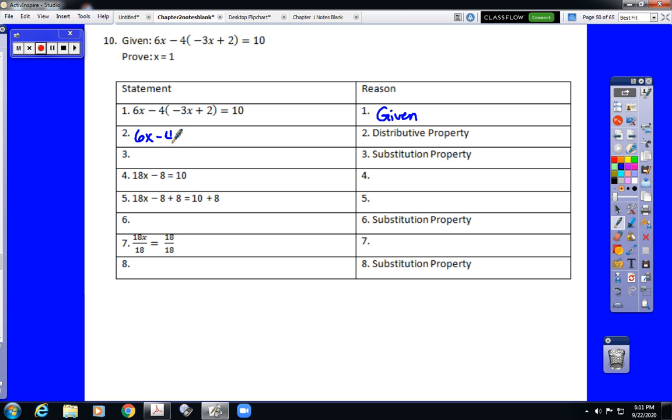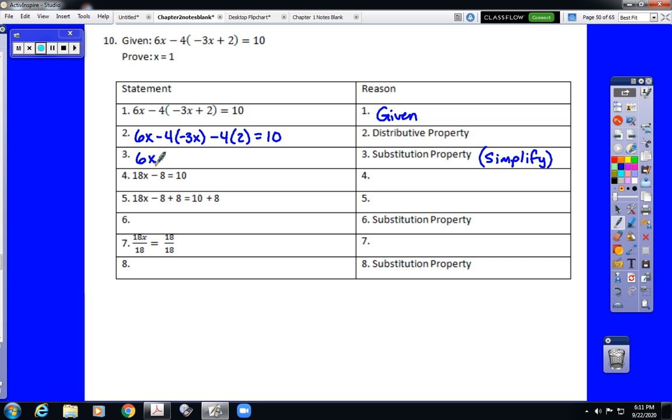Remember that in a geometric proof, we have to show that distribution. So our first step should say 6x minus 4 times negative 3x minus 4 times 2 equals 10. So that's showing distribution. Then in the next step, we're going to use the substitution property to simplify that.